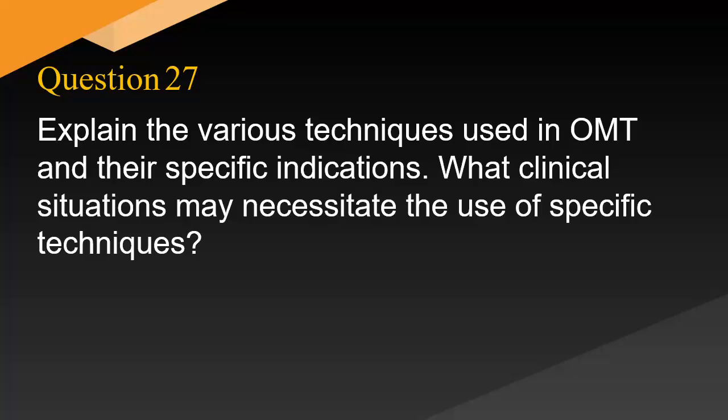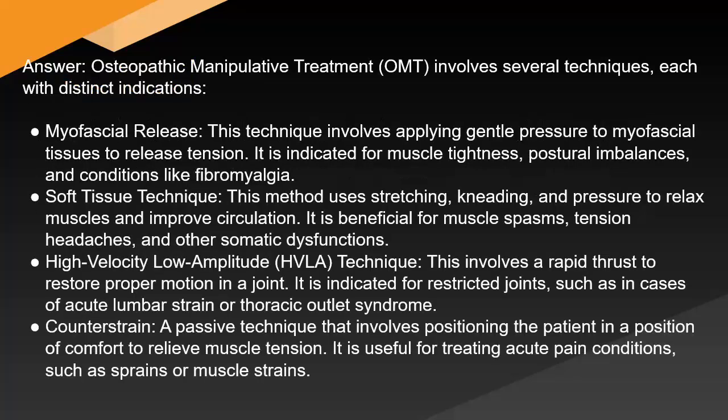Explain the various techniques used in OMT and their specific indications. What clinical situations may necessitate the use of specific techniques? Answer: Osteopathic manipulative treatment (OMT) involves several techniques, each with distinct indications. Myofascial release. This technique involves applying gentle pressure to myofascial tissues to release tension. It is indicated for muscle tightness, postural imbalances, and conditions like fibromyalgia. Soft tissue technique. This method uses stretching, kneading, and pressure to relax muscles and improve circulation. It is beneficial for muscle spasms, tension, headaches, and other somatic dysfunctions.